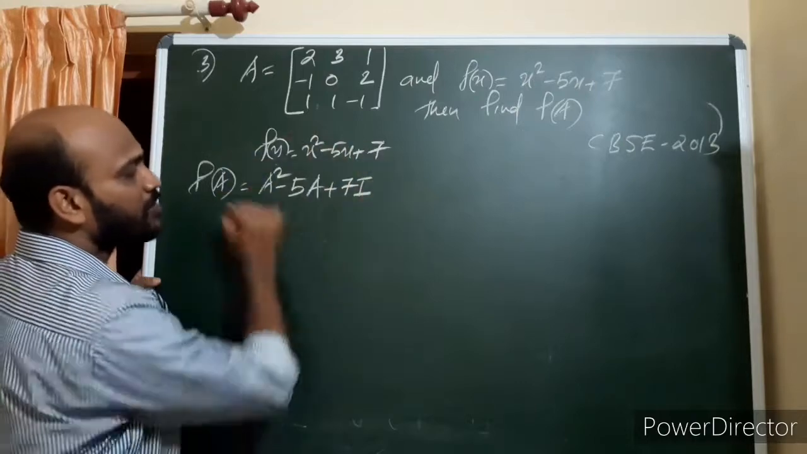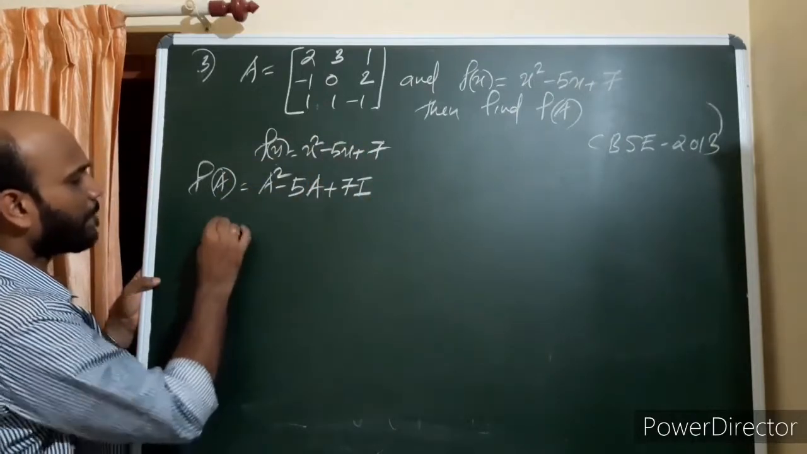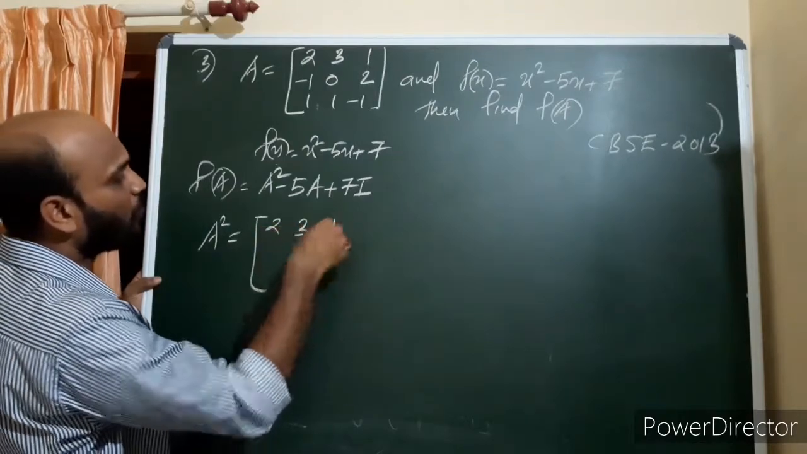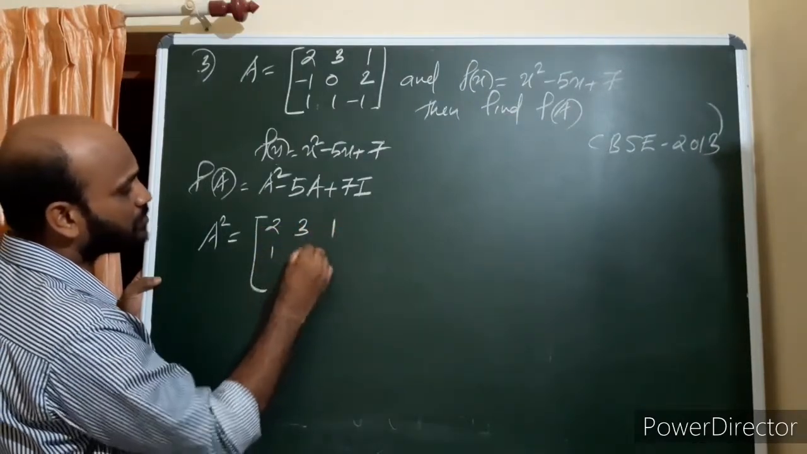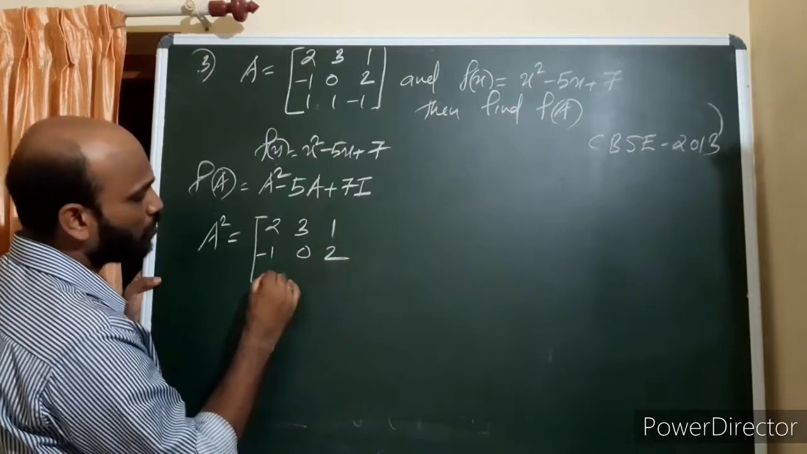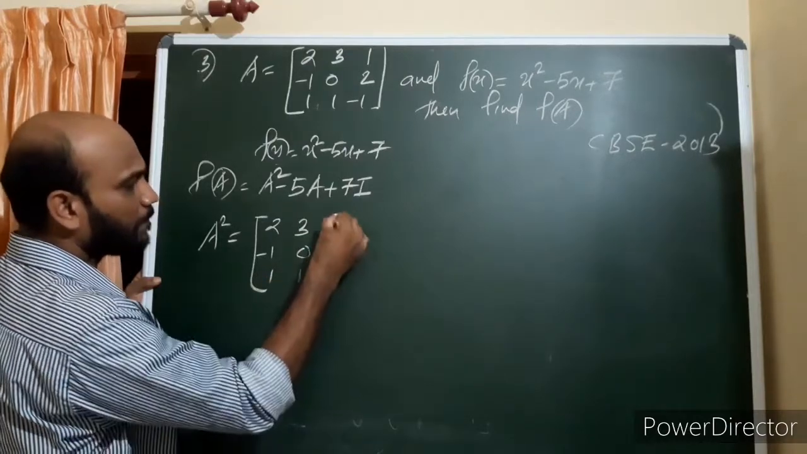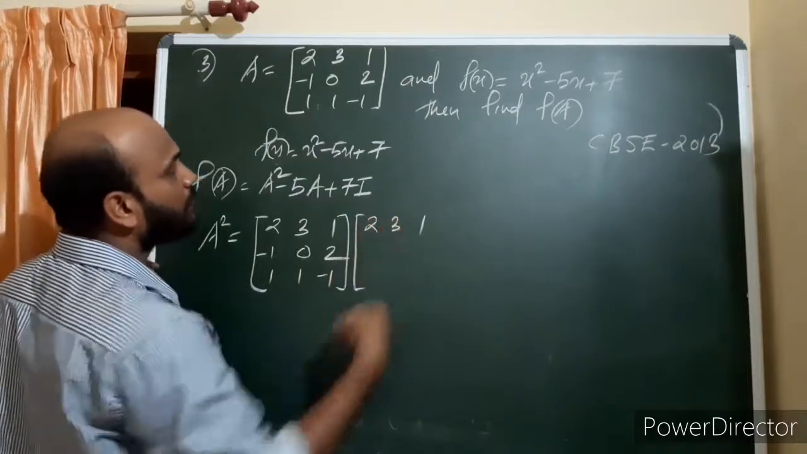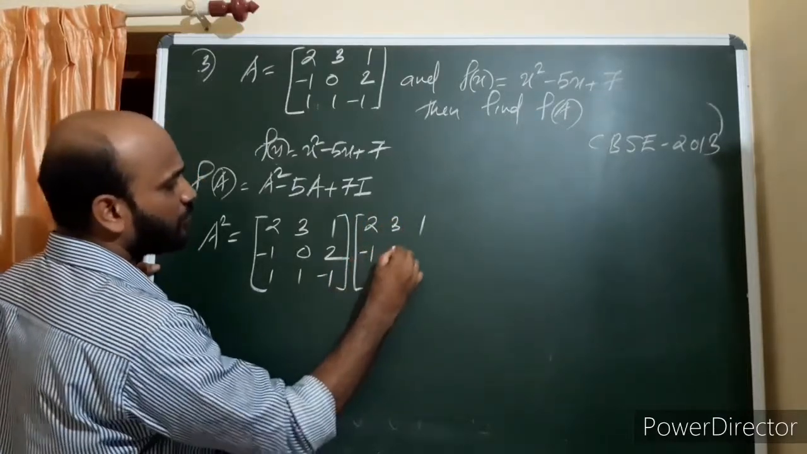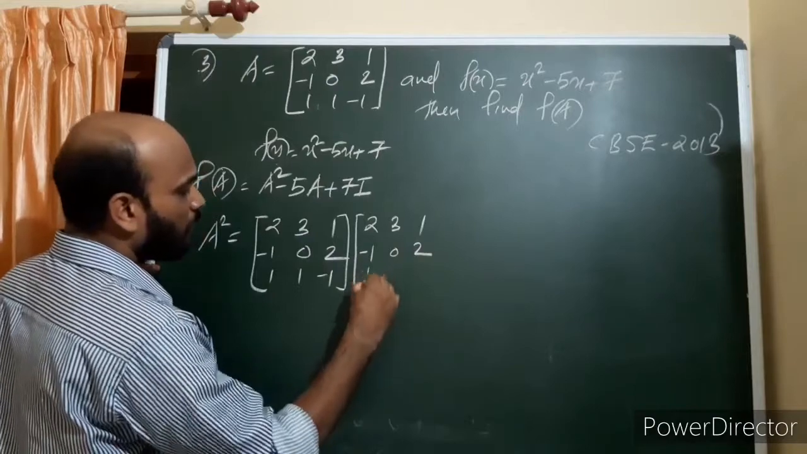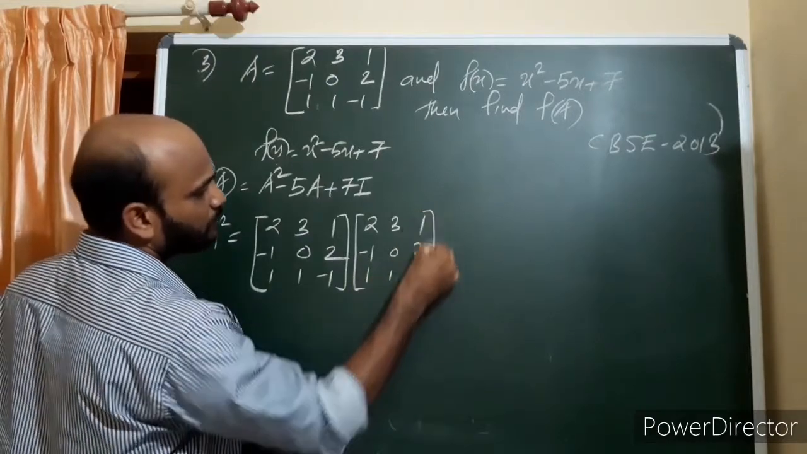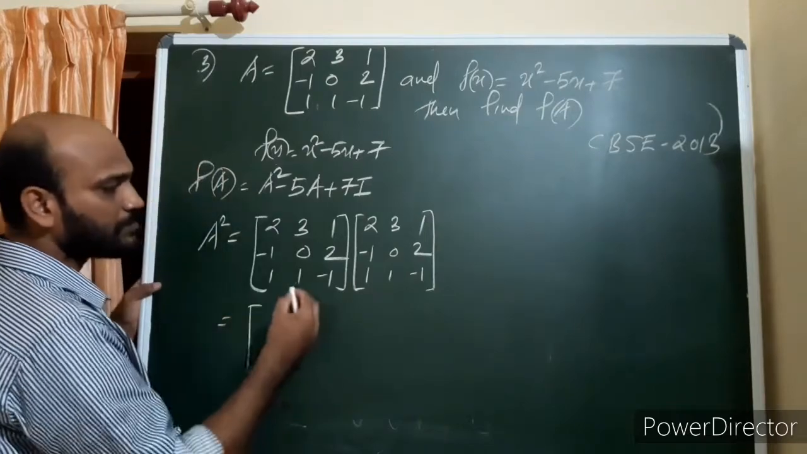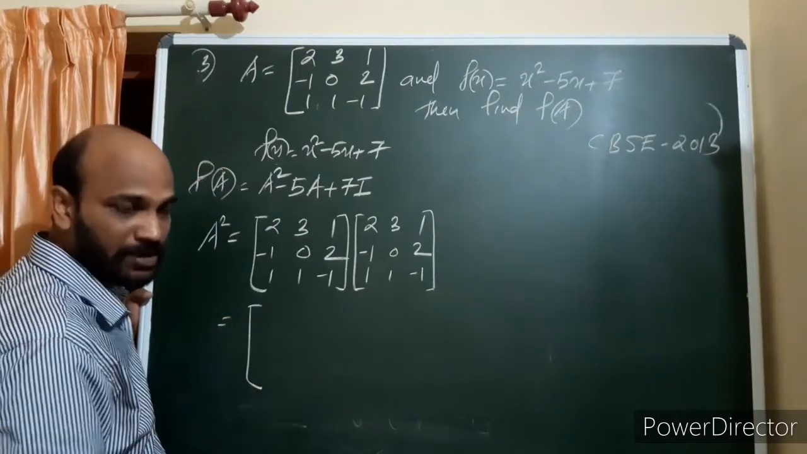So now we can find this value. First you have to find A square. So A square means [2, 3, 1; minus 1, 0, 2; 1, 1, minus 1] into the same matrix [2, 3, 1; minus 1, 0, 2; 1, 1, minus 1]. I will write the answer here. So the resultant matrix will be a 3 by 3 matrix.